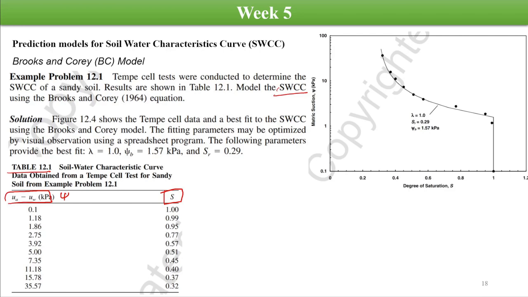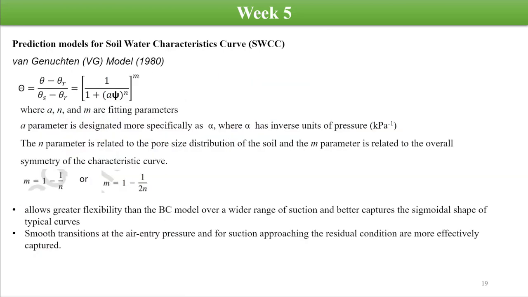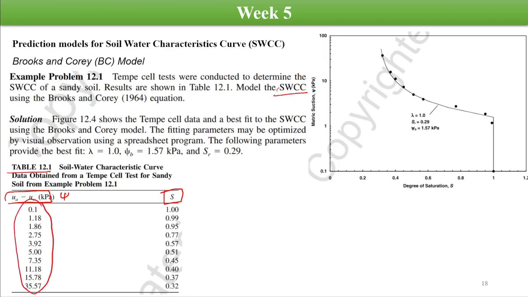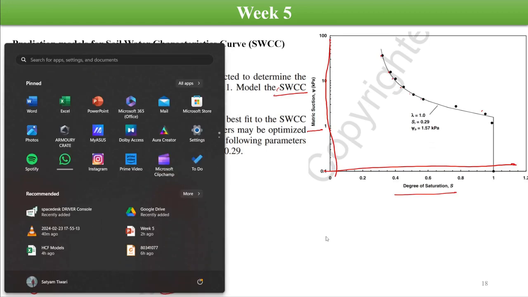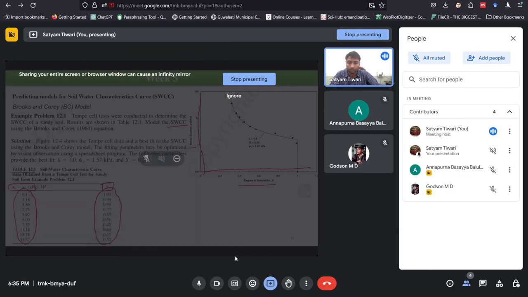These values of suction are provided and these values of degree of saturation are provided. If we plot these values on an XY plot, with the x-axis as degree of saturation and the y-axis as matrix suction, then these points can be plotted easily based on x and y values. So let me share my screen again, and I'll share the Excel sheet where I'll be calculating these things.